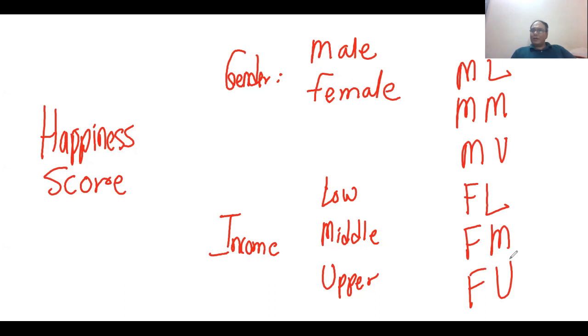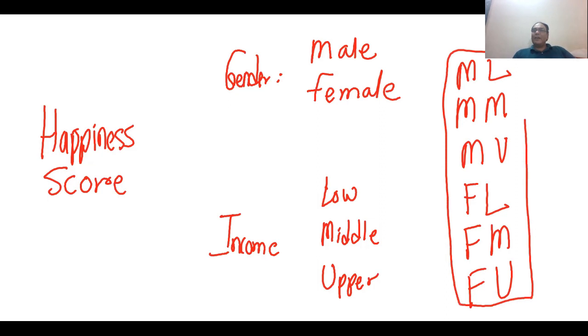So how many groups am I now having after the interaction effect? 6 groups. Now what is my purpose? My purpose is, can I say all these groups have the same happiness score? And the simple question I'm asking is, how were these 6 groups formed? By the interaction of gender and income.